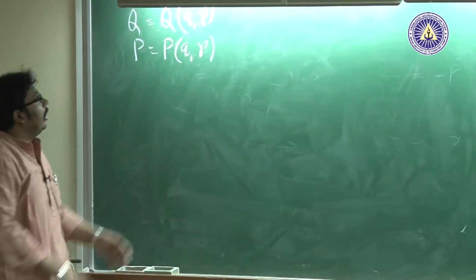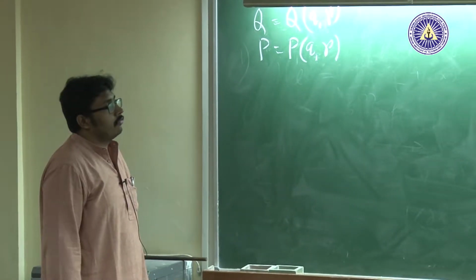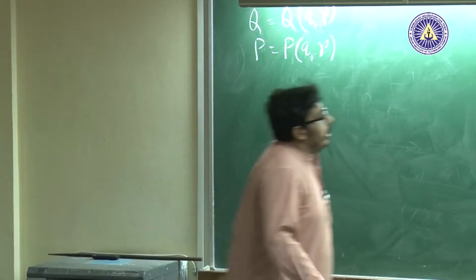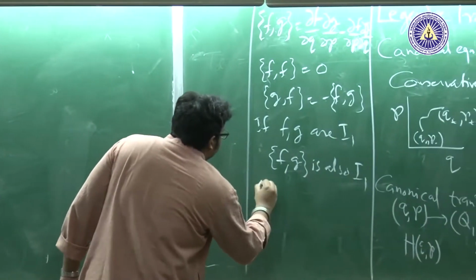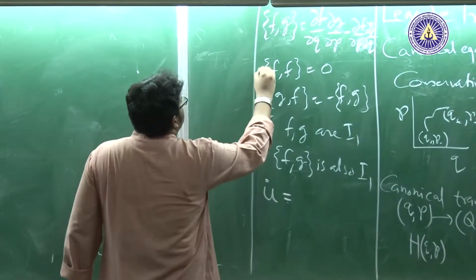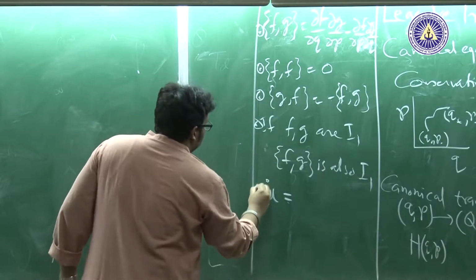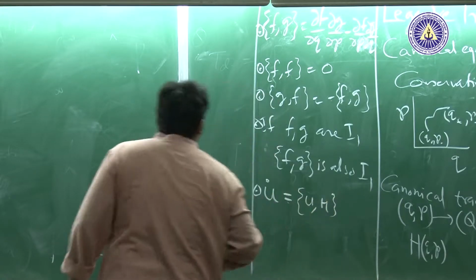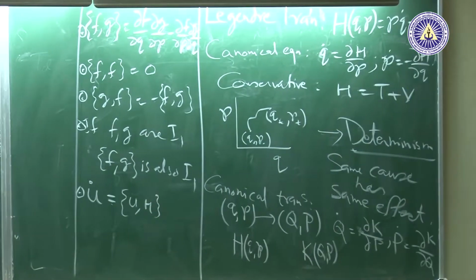So now we will require all that to find out the condition for when a transformation is canonical. So let's start. We had one more thing here, the Poisson theorem, that for any quantity u, u dot is nothing but the bracket of u with H. That's what we had found out, where u is a function of p and q.